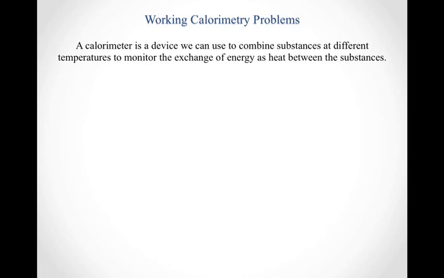For the purposes of this class, we're going to talk about a calorimeter as a device that we can use to combine two or more substances that are at different temperatures so that we can monitor and control how the energy is exchanged between those substances as heat.